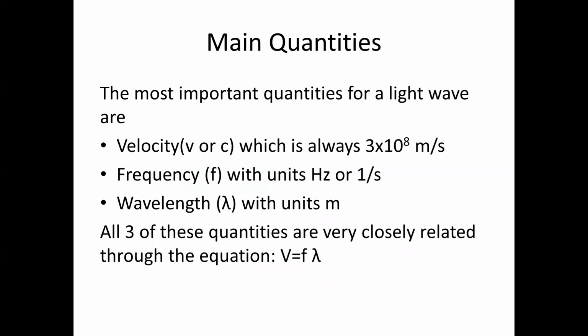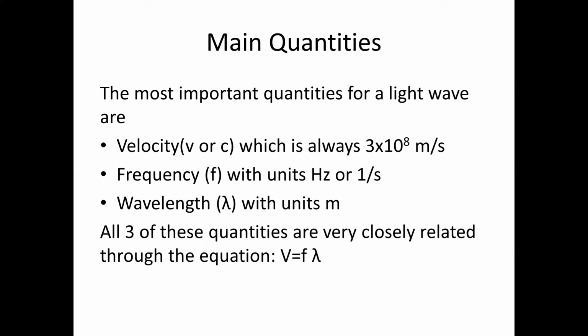Next, we want to talk about what are the important quantities for a light wave. Firstly, we want to talk about velocity. As we know with everything else, velocity is usually represented by this letter v. However, with speed of light, it's a little bit different, because the speed of light in a vacuum is such an important quantity. It's actually represented by this other letter, c, right? And that represents the speed of light in a vacuum specifically.